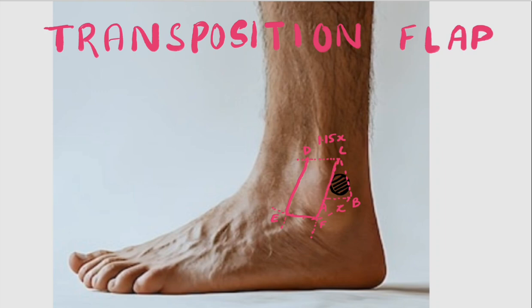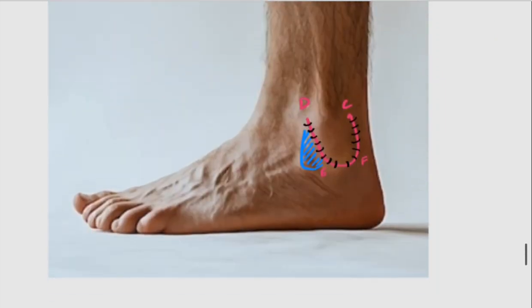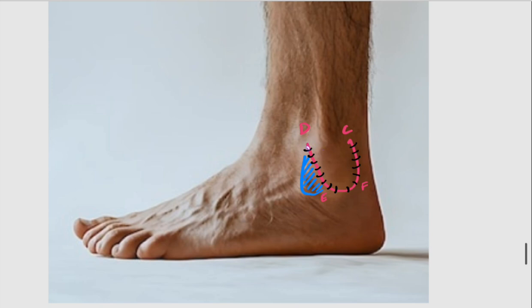Thereafter, now our flap is ready to be raised. We will discard this triangle and the tissue at the base of this triangle, and this transposition flap will be raised, and this flap raised will be rotated like this. Therefore, our final flap diagram will appear like this.